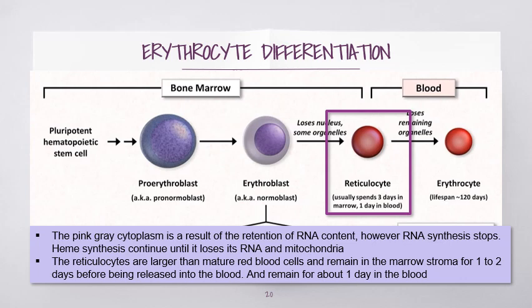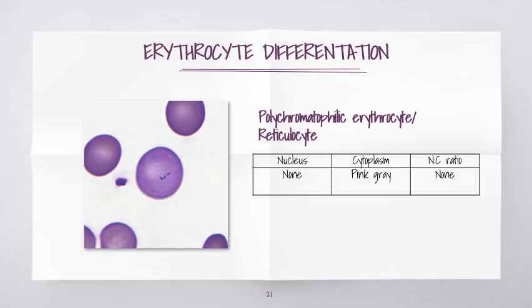So the reticulocytes are actually an intermediate phase of the erythrocytes. They're short-lived. They remain in the marrow stroma for 1 to 2 days before being released into the blood, where they will remain as a reticulocyte for only about 1 day. Okay. So what's the importance? Before we go, I'll show you a reticulocyte. So this is a reticulocyte.